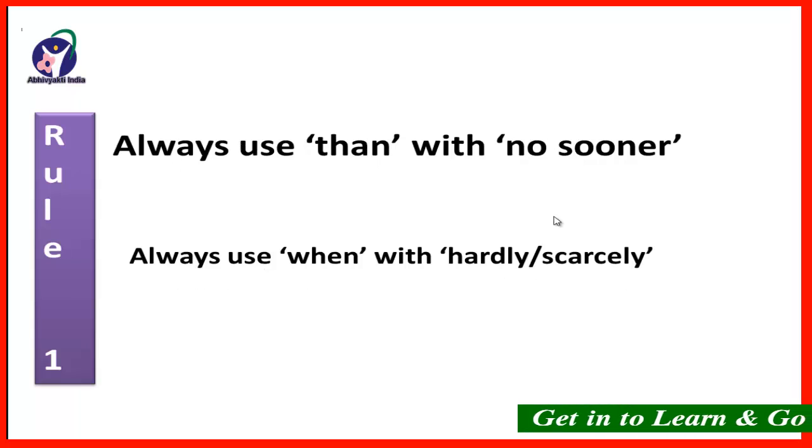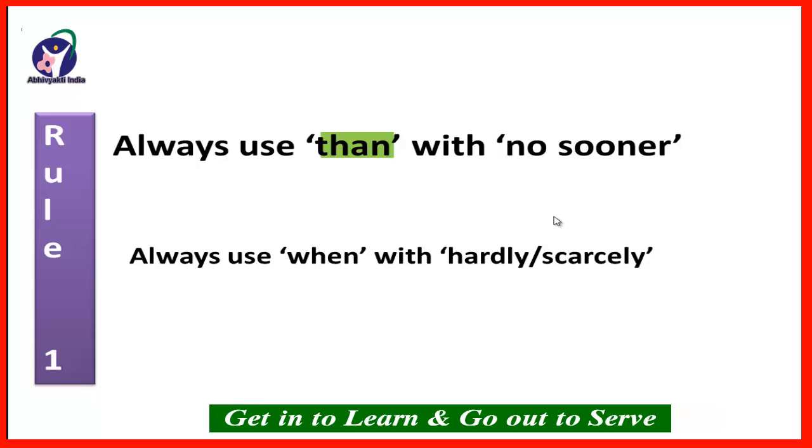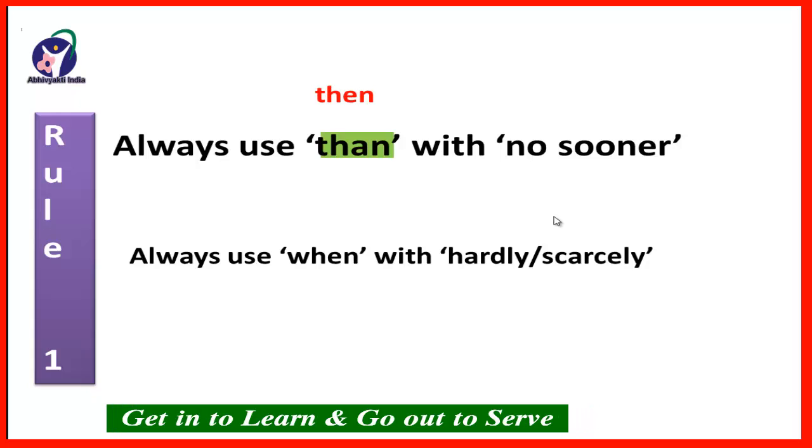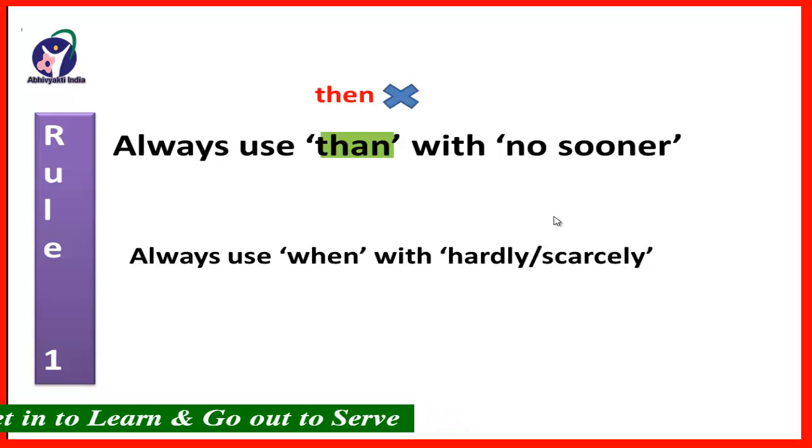Here is the first rule: always use than with no sooner. Always use than with no sooner, and keep in mind that the spelling is T-H-A-N, and not T-H-E-N. So always use THAN with no sooner.